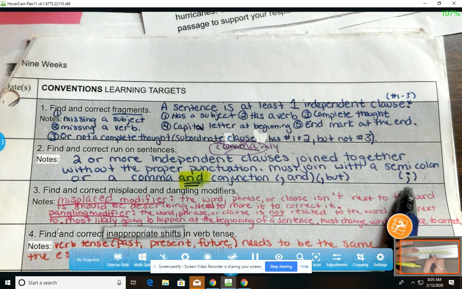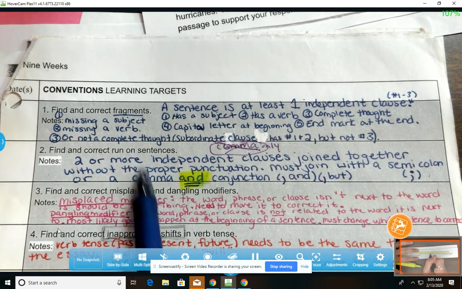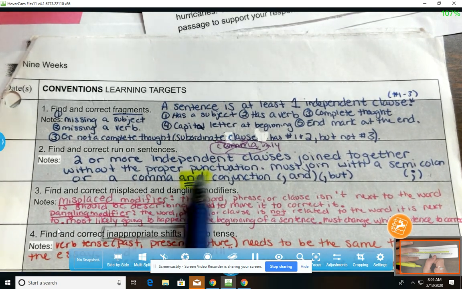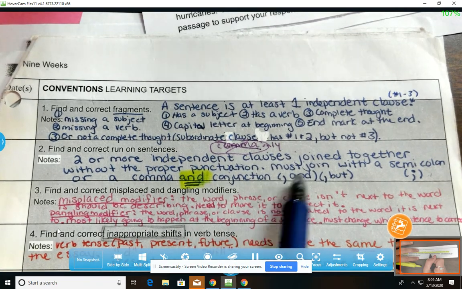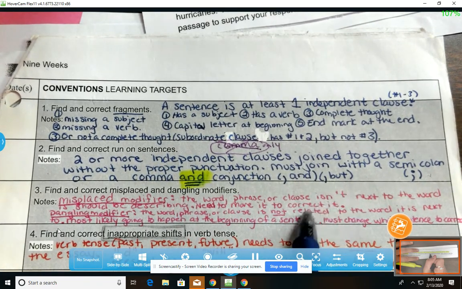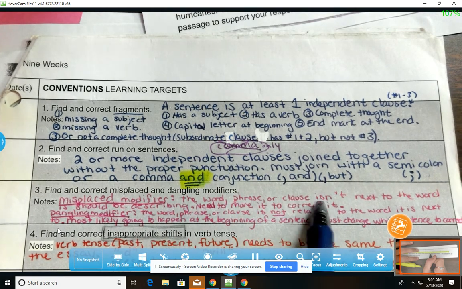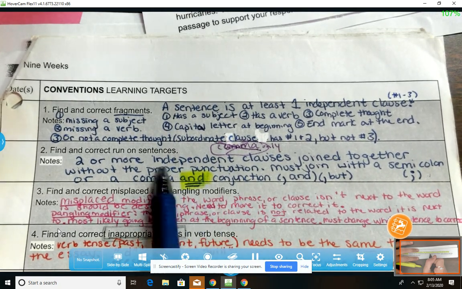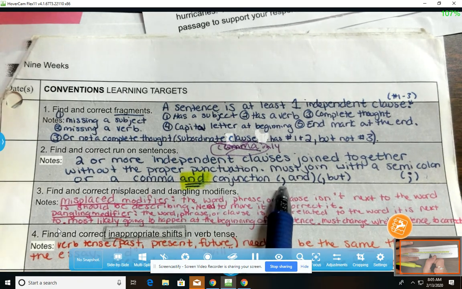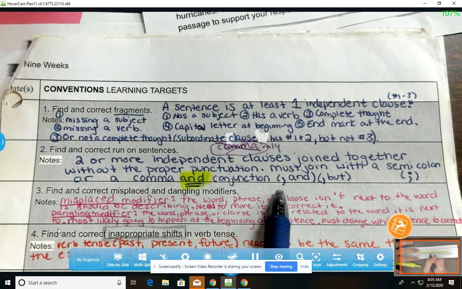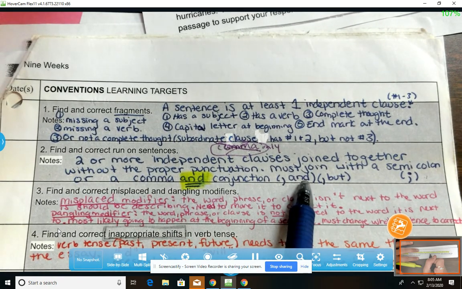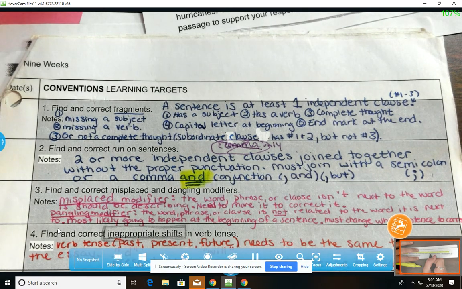The other way that you can fix a run-on sentence is by making sure that we have a comma with a conjunction. So comma and, comma but, comma for, comma so, comma nor, comma as, or comma yet. All would be strong enough to join 2 independent clauses together. But the comma by itself, that's still a run-on. It needs to be joined with the conjunction in order to correct a run-on sentence.